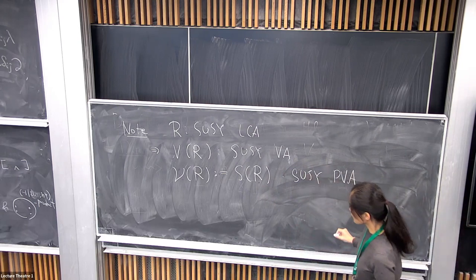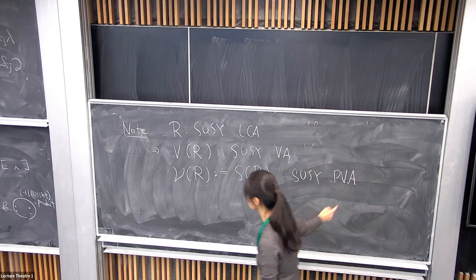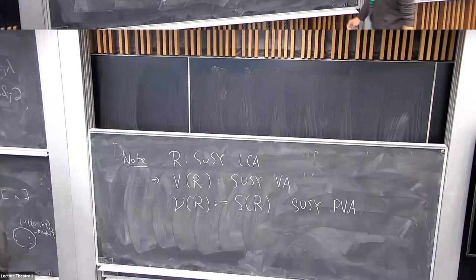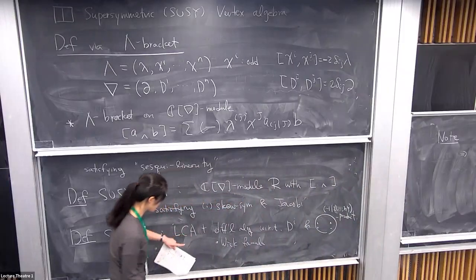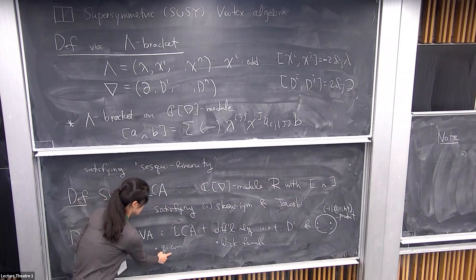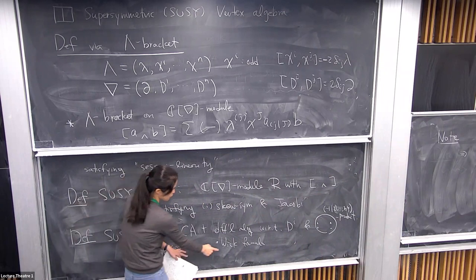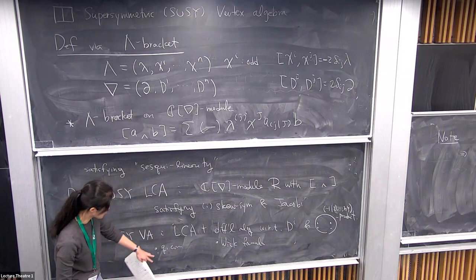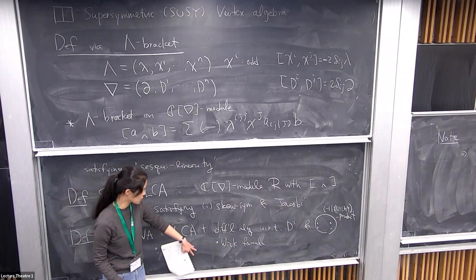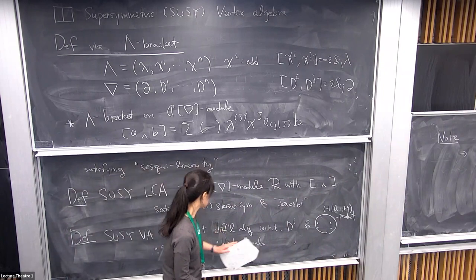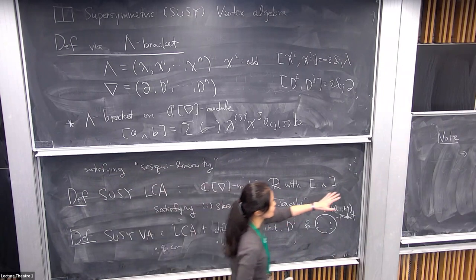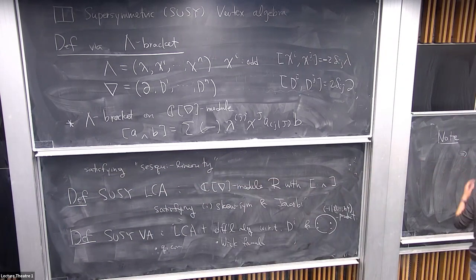I didn't define what a SUSY boson vertex algebra is, but I guess everyone here knows that instead of quasi-commutativity, quasi-associativity and the weak formula, if you put just commutativity, associativity, and Leibniz rule, then it becomes a boson vertex algebra.